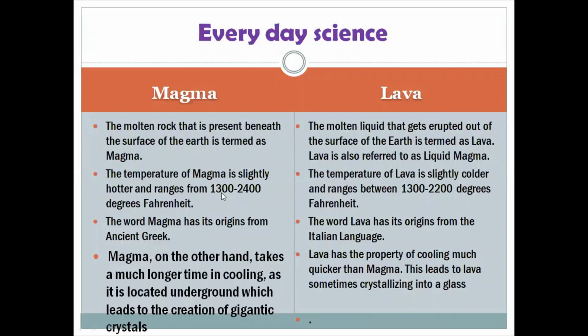Temperature-wise, magma is slightly hotter, while the temperature of lava is lower. The word magma has its origin in ancient Greek, while the word lava comes from the Italian language. Lava has the property of cooling much quicker than magma because lava reaches the surface of Earth, so it cools down quickly, while magma could not cool down quickly because of the inside temperature.